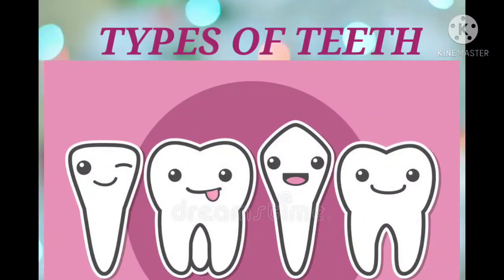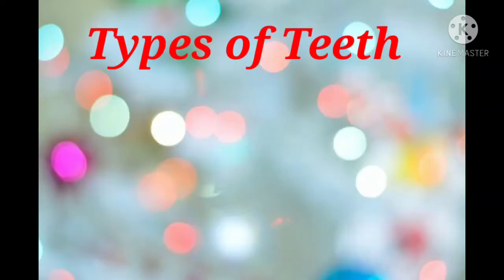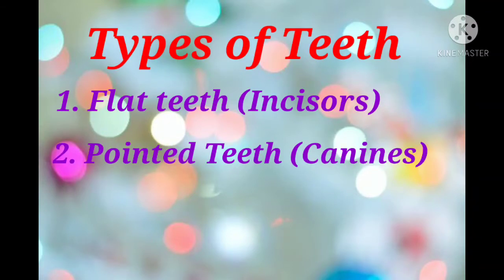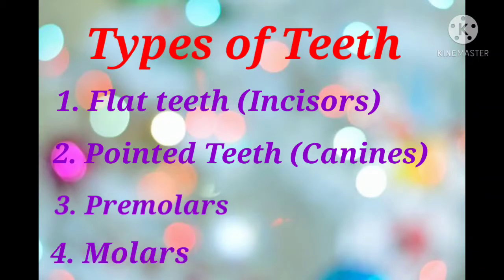Hello everyone, welcome back. In this module, we will discuss types of teeth and how to take care of teeth or ways to protect teeth. So let us begin. There are four types of teeth: flat teeth, also called incisors, pointed teeth, canines, premolars, and molars. Let us begin with the first type, that is flat teeth, also known as incisors.